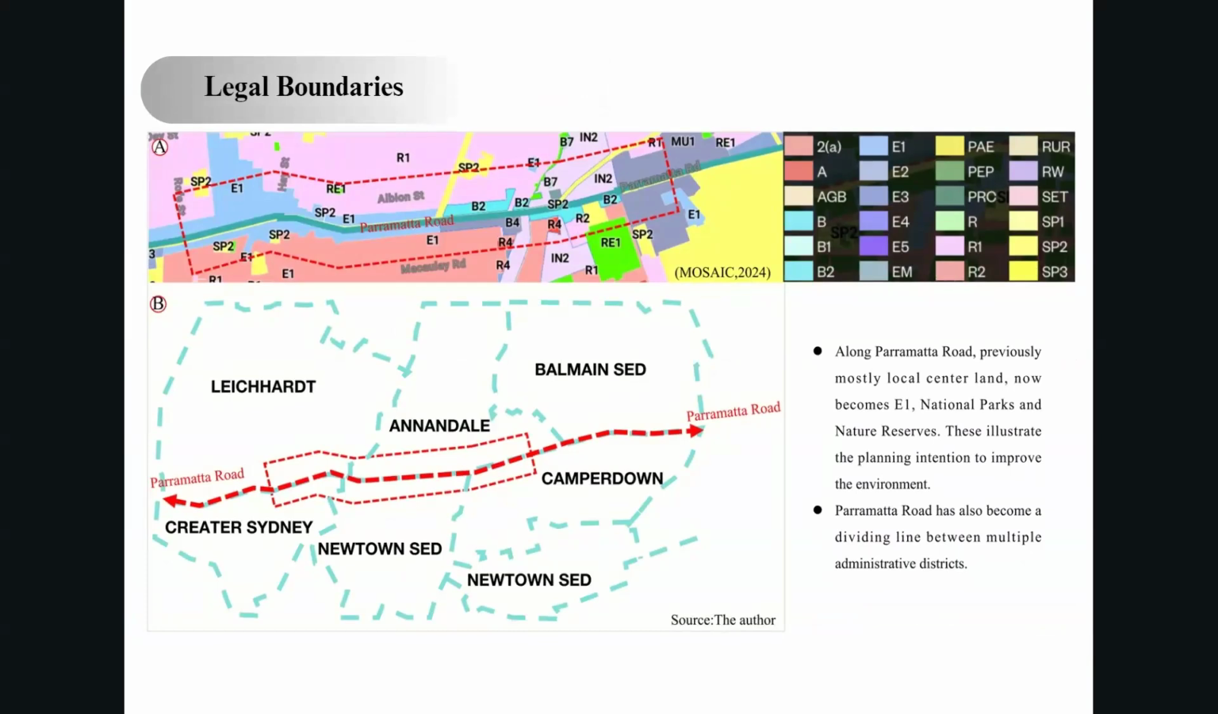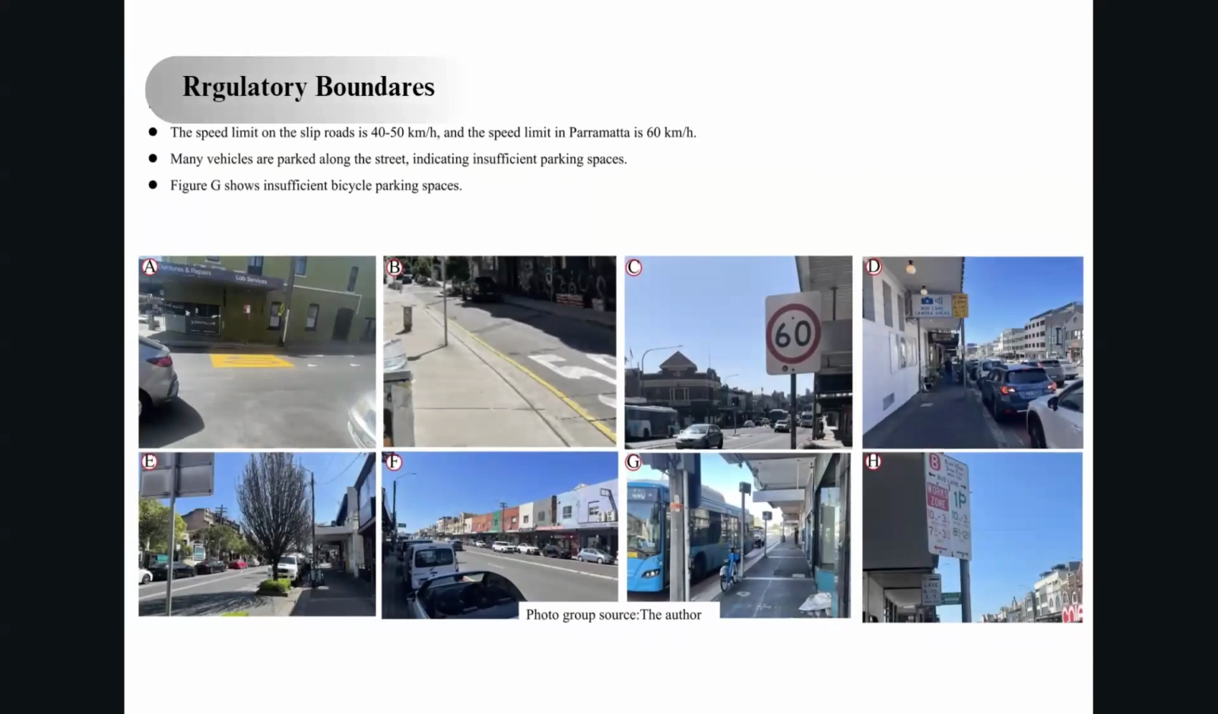Judging from the changes in the land use, the government tends to expect to improve the environment. Parramatta Road is the boundary of multiple administrative districts, making it difficult to coordinate planning. This page highlights the speed limit on different roads and shows the lack of car parking space.